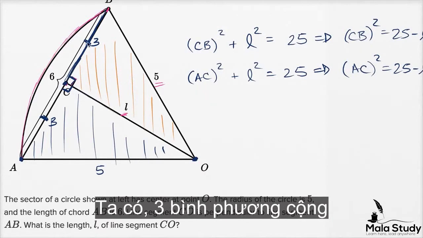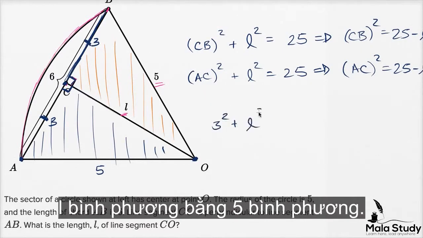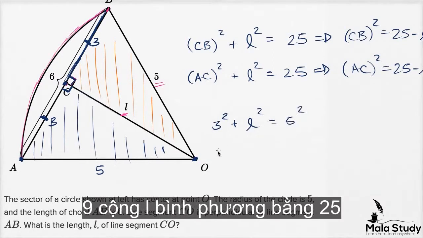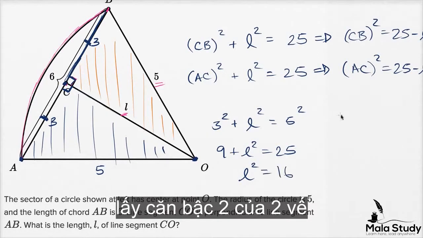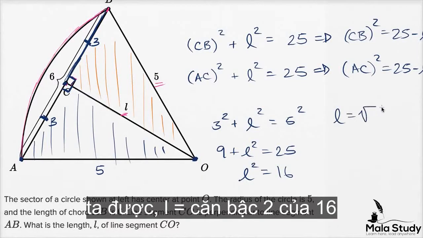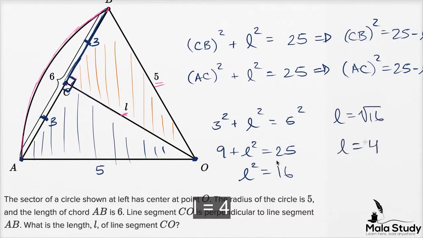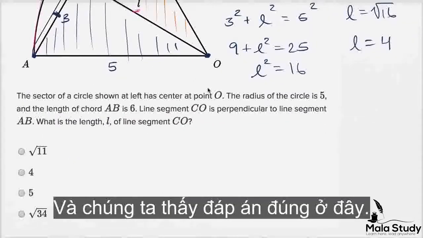We can say that 3 squared plus L squared is equal to 5 squared. Or we could say 9 plus L squared is equal to 25. Subtract 9 from both sides. L squared is equal to 16. Take the principal root of both sides. L is equal to the square root of 16. The principal root of 16, L is going to be equal to 4. And we see that choice right over there.